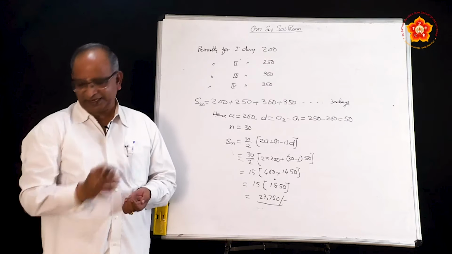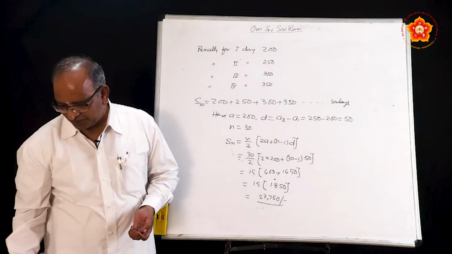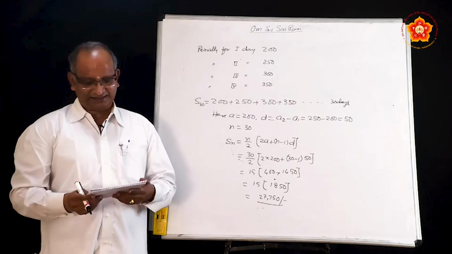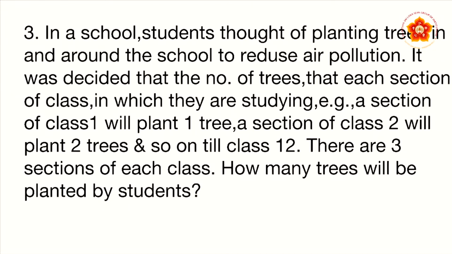From here, we move to the next problem, which happens to be much more interesting. Problem number 17. The problem goes like this. In a school, students thought of planting trees in and around the school to reduce the air pollution. It was decided that the number of trees that each section of the class will plant will be same as the class. What does it mean? The first standard will plant 1, second standard will plant 2, 10th standard will plant 10, 12th standard will plant 12. In that particular manner, they are going to plant.